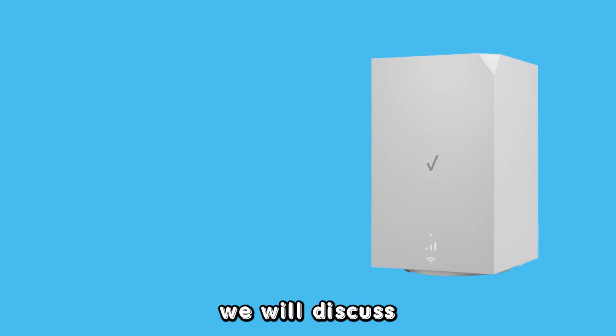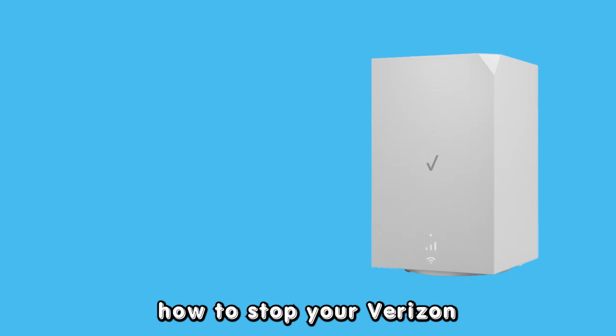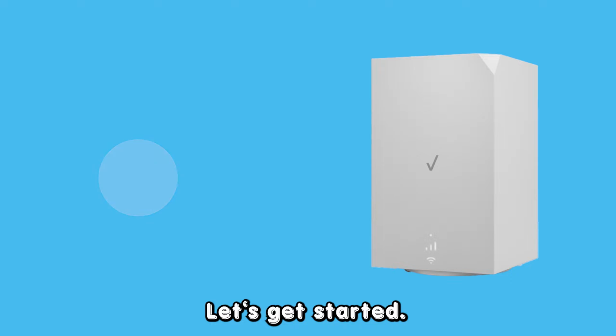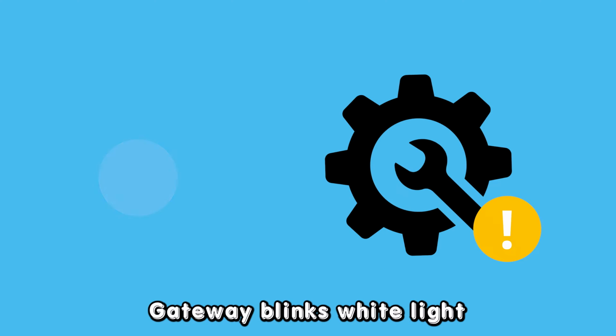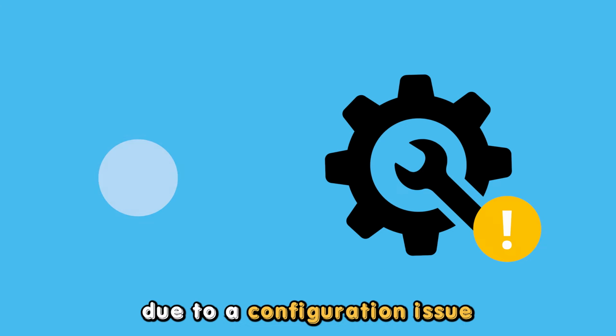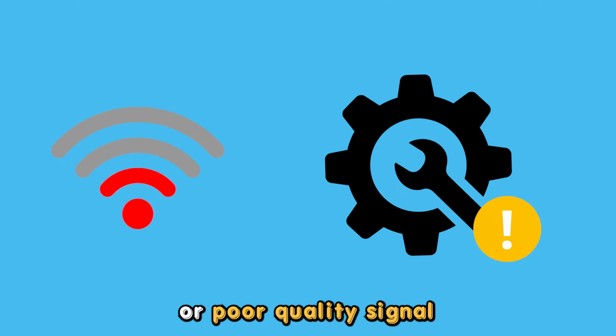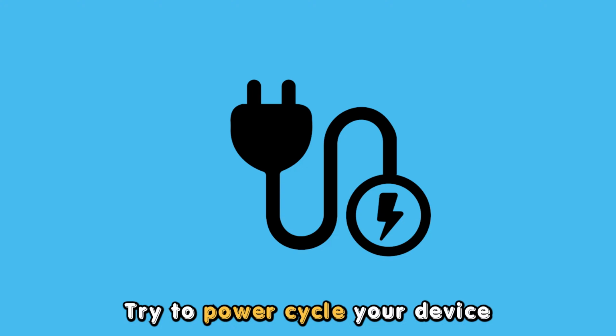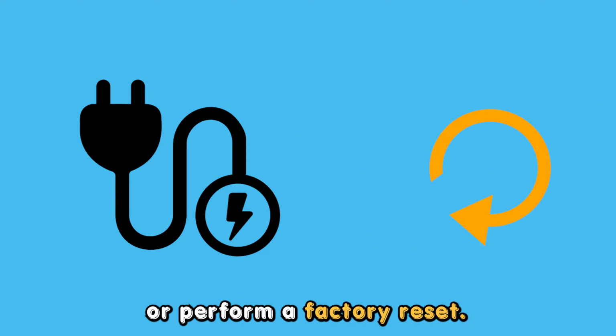In today's video, we will discuss how to stop your Verizon Internet gateway from blinking white light. Let's get started. Your Verizon Internet gateway blinks white light due to a configuration issue or poor quality signal. To fix the problem, try to power cycle your device or perform a factory reset.